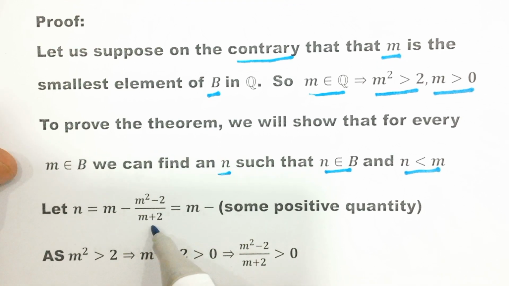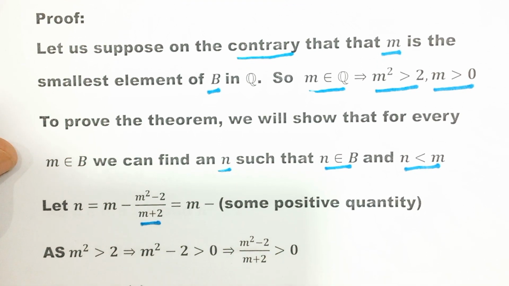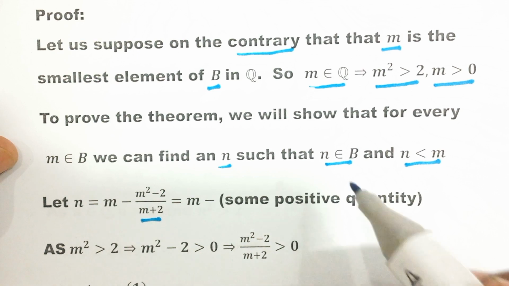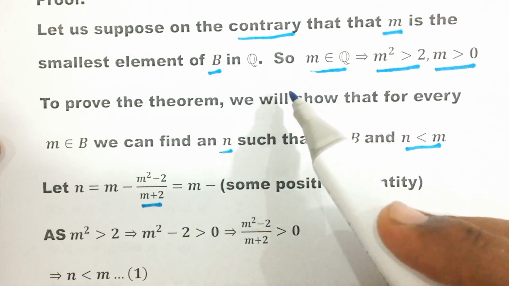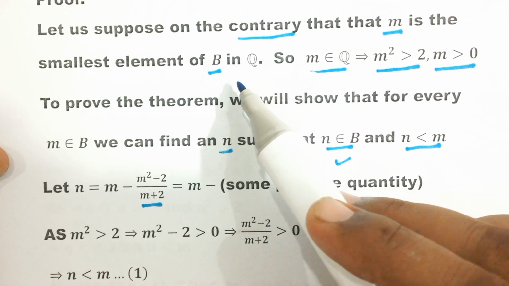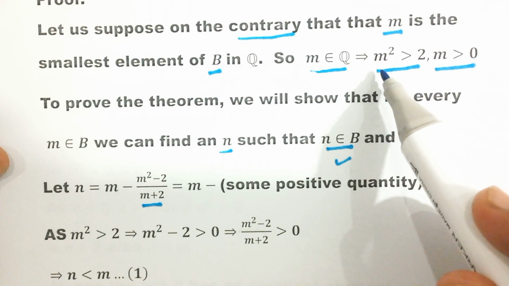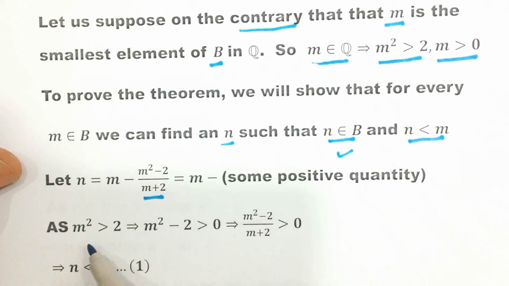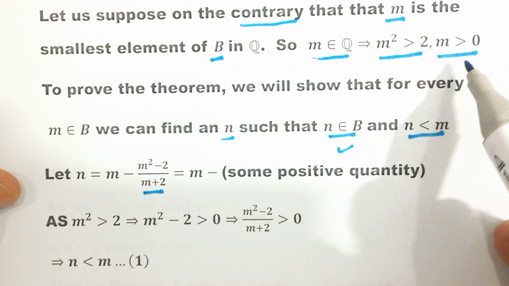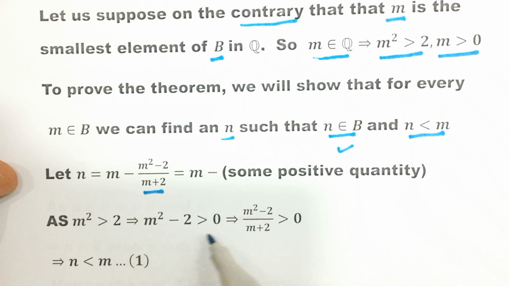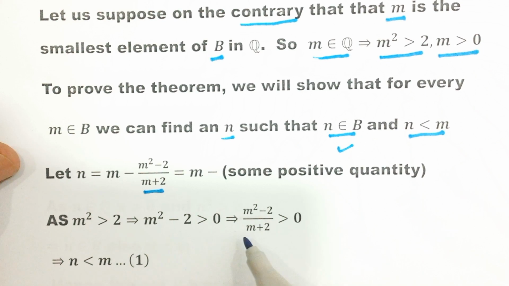You can notice that the second number, that is (M square minus 2) over (M plus 2), is a positive quantity. How? As M is an element of B, we have supposed the square of M will be greater than 2. So M square greater than 2 implies M square minus 2 will be greater than 0. As M is also positive itself, when we divide M square minus 2 by the number M plus 2, this will also be positive. So this fraction will be positive.